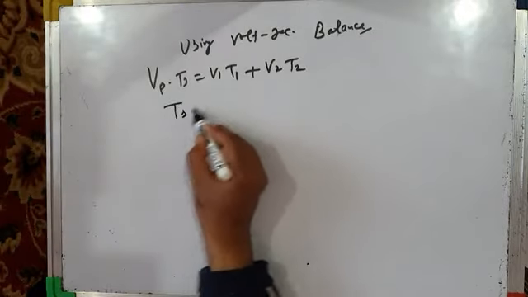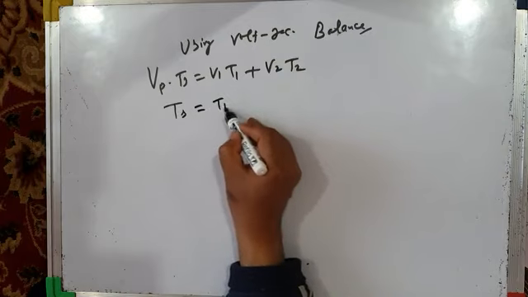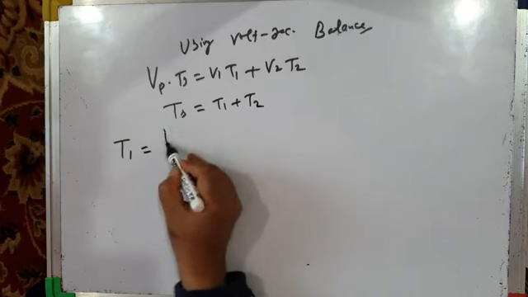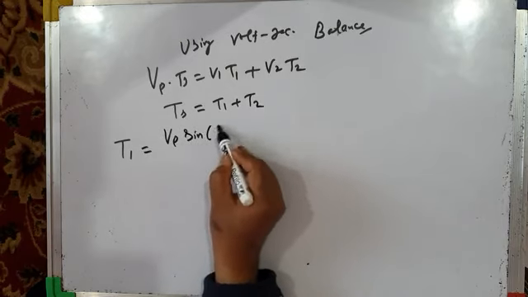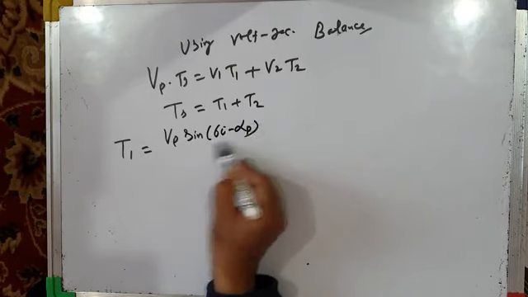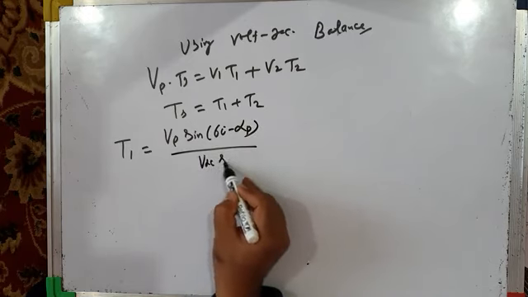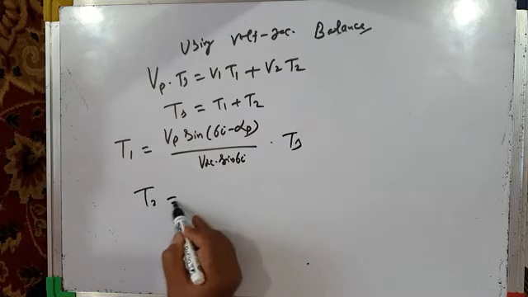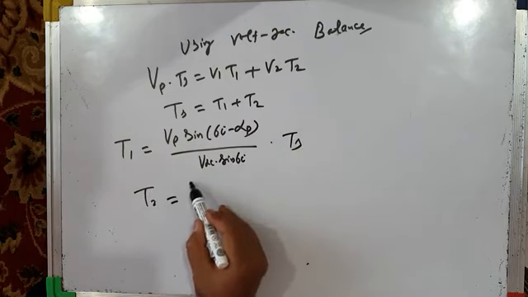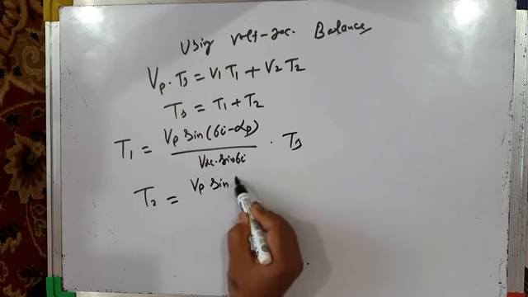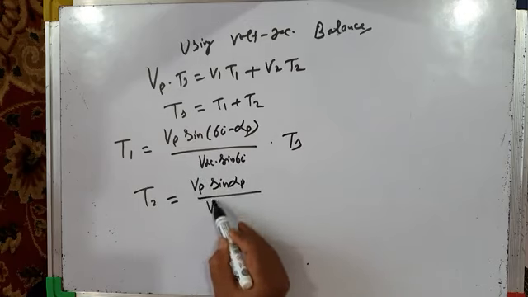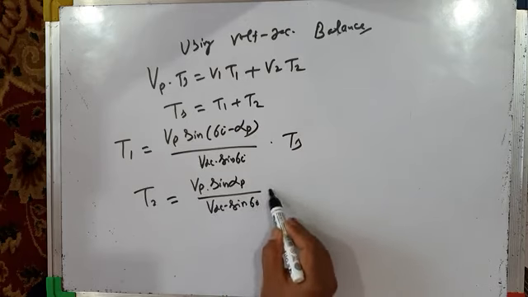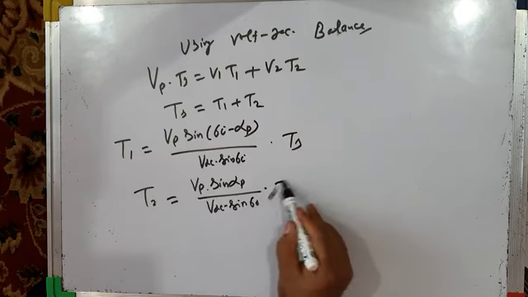Then this subcycle time Ts is given by T1 plus T2, and the dwell time T1 is given by Vp sine of (60 degrees minus alpha p) by Vdc into sine of 60 degrees into Ts, and the dwell time T2 for active vector V2 is given by Vp into sine alpha p by Vdc into sine of 60 degrees into Ts. That's it.